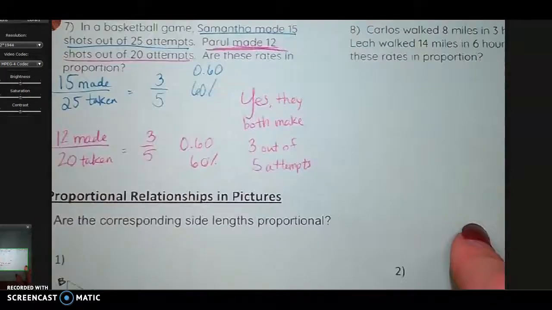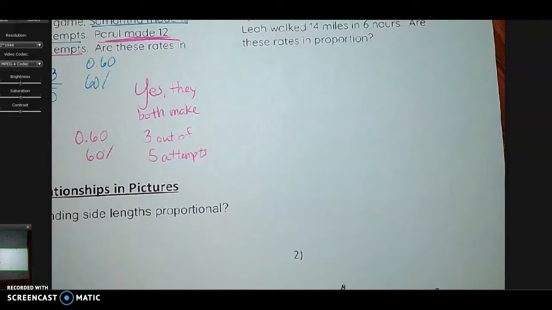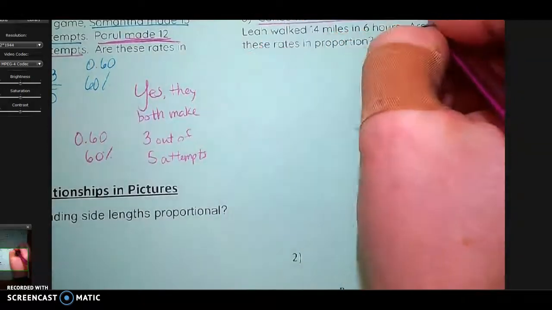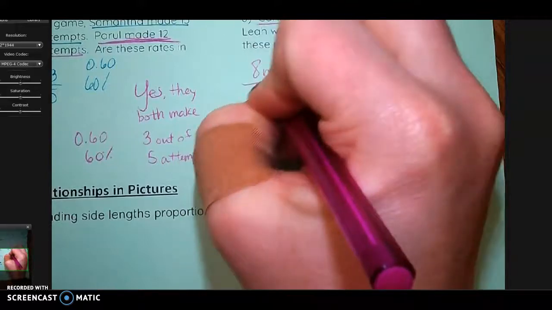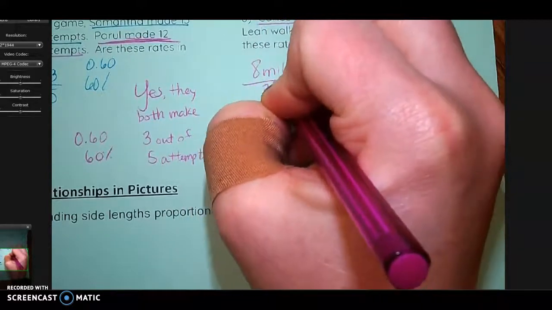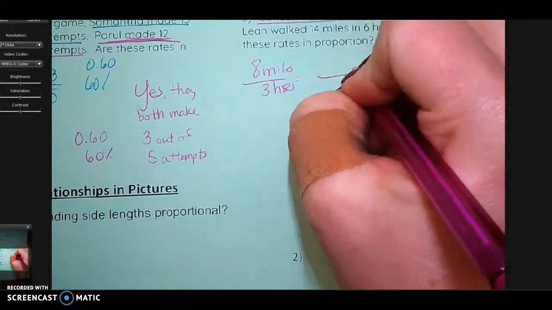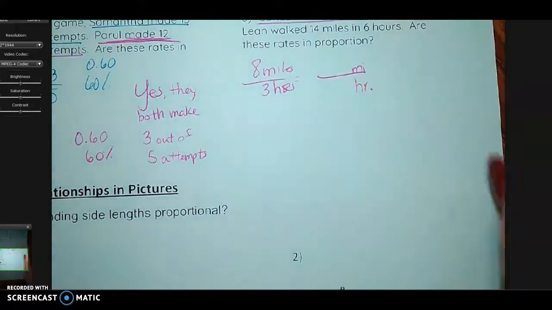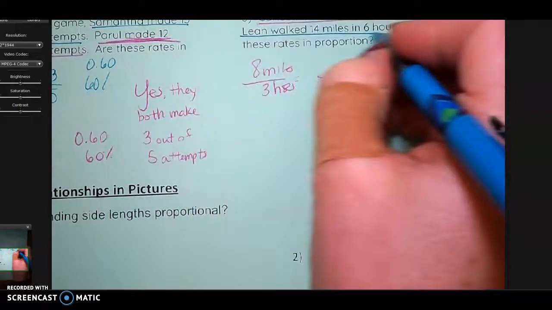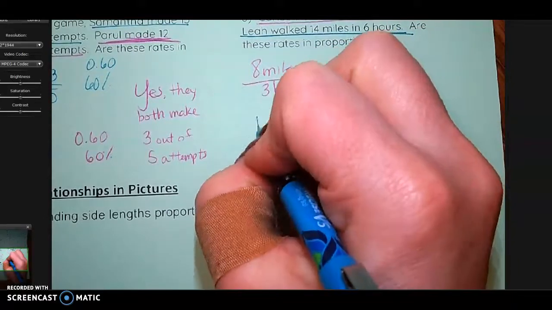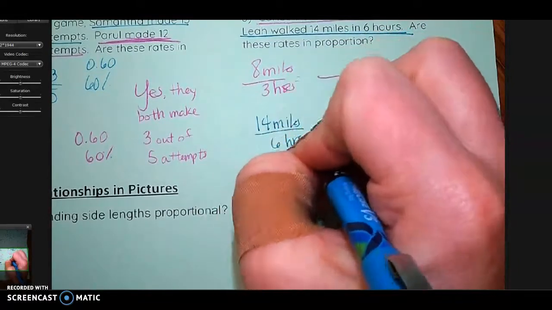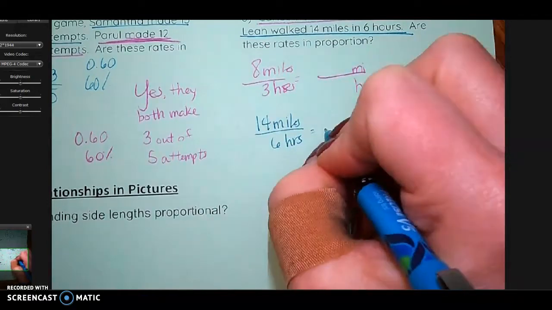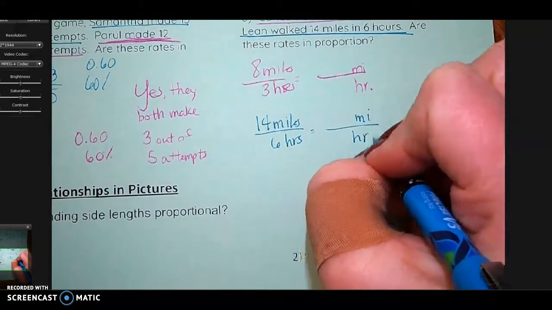Our next one, Carlos walked 8 miles in 3 hours. So we're going to figure out how many miles he can walk per hour. Leah walked 14 miles in 6 hours. So we're going to find out how many miles she can walk per hour.